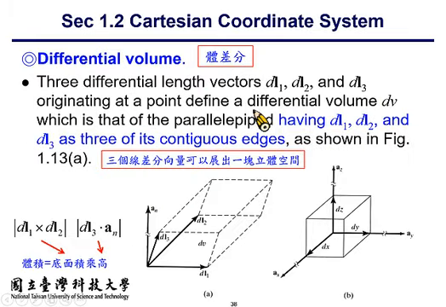Okay, the third concept is the differential volume. And this one is a little bit different to the previous two because a differential volume is a scalar. Differential volume is a scalar. Differential length, differential surface are vectors, while differential volume is a scalar.